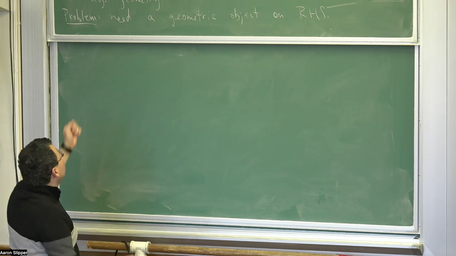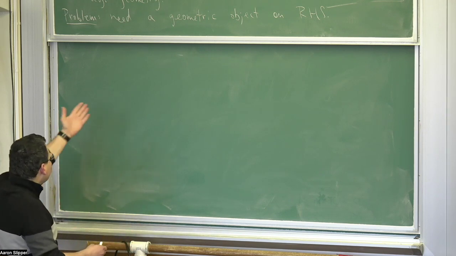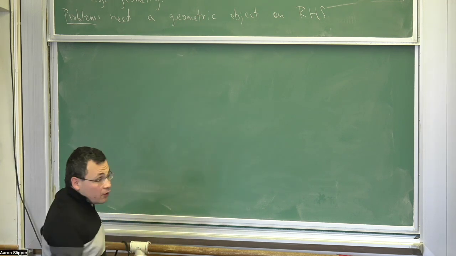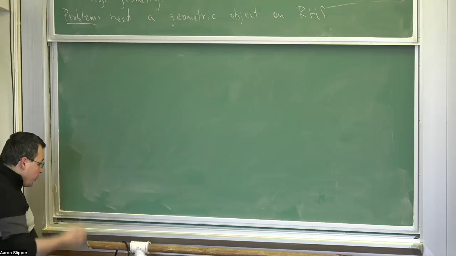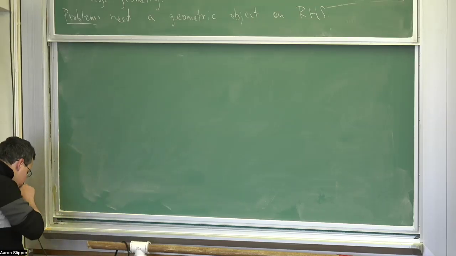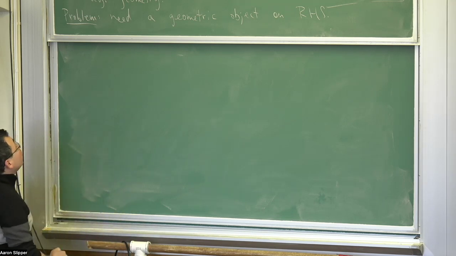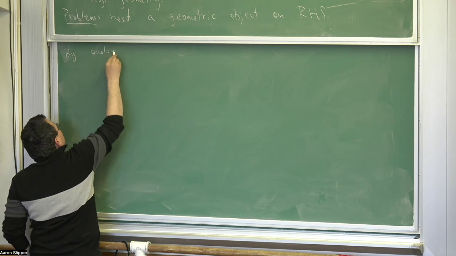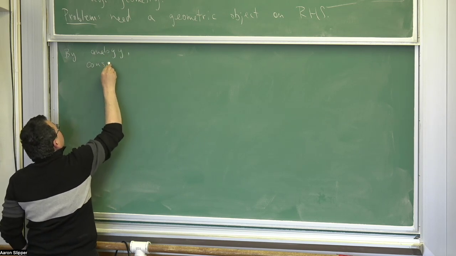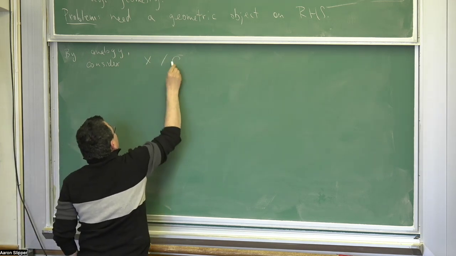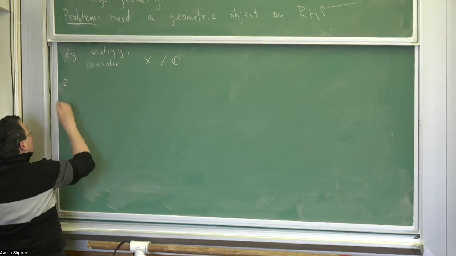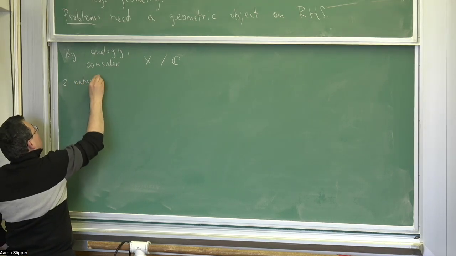Okay, so we want some kind of stack parameterizing representations of the étale fundamental group of a curve over the algebraic closure of a finite field. And so what's the problem? Well, let's consider the simpler case. By analogy, consider X to be over the complex numbers. And so there are two natural parameter spaces.